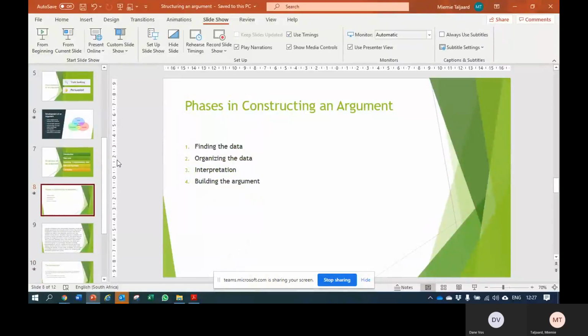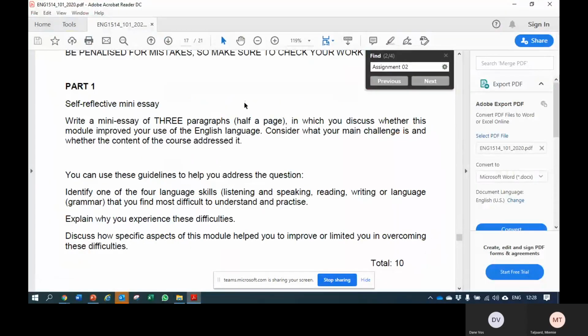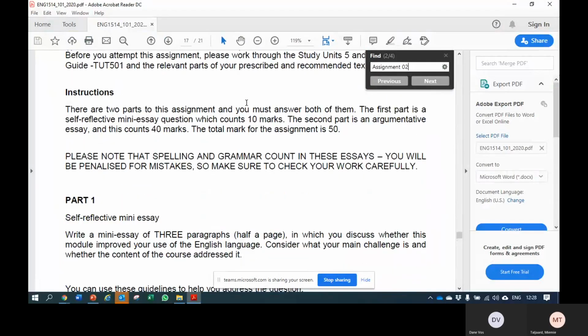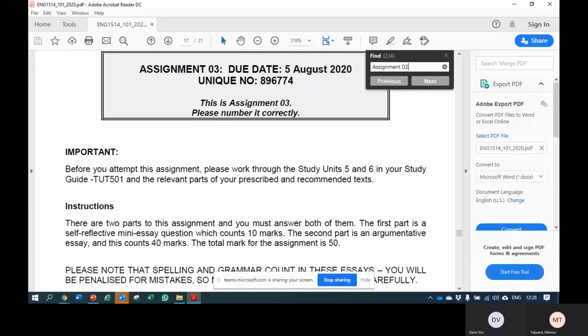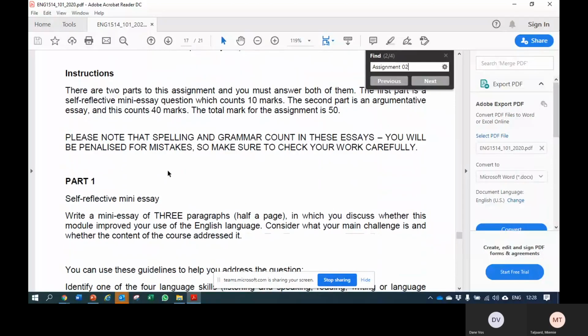I want to go to this assignment that must be in on the 5th of August. Now the first one: write a mini essay of 3 paragraphs. That's about half a page, about 20 to 25 lines, I think, in which you discuss whether this module improved your use of the English language. Consider what your main challenge is and whether the content of the course addressed it. So I'm going to go to the chat, and then I'll unmute you. Then we can simply speak through this.